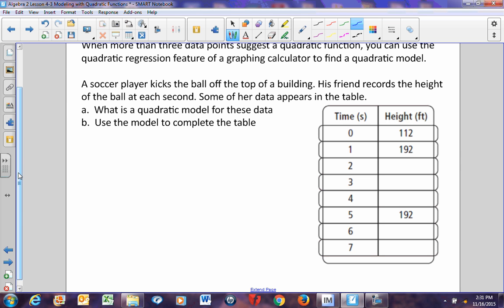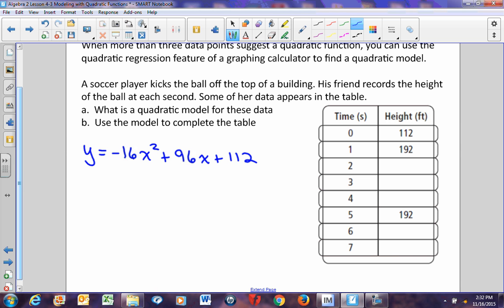What is the quadratic model for these data? So y equals negative 16x squared, plus 96x, and you scroll down one more time, plus 112. And you should get the exact same thing on your TI-84. If you notice here, the r squared value is 1, so this means it's a perfect fit, because the closer it is to 1, the more accurate it is. It can't get any closer to 1 than being at 1. So this is the correct equation.